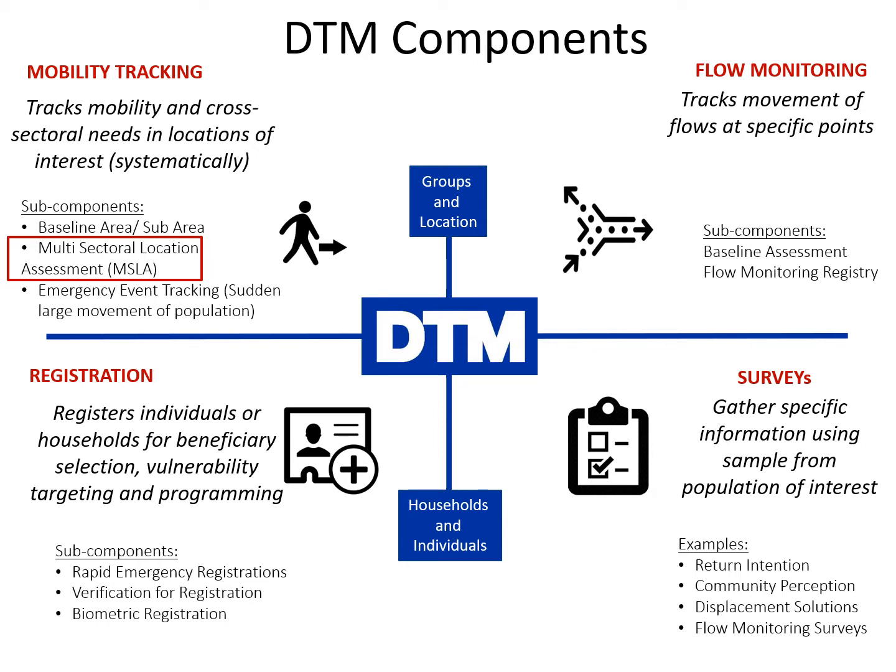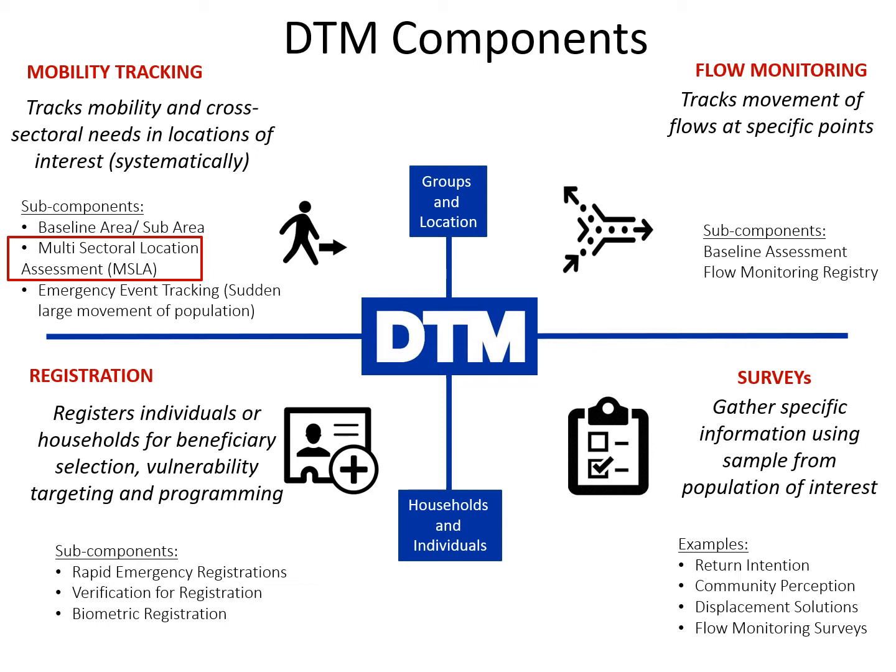The second component, flow monitoring, top right corner of your screen, tracks movement of population while they're still moving. It's carried out at flow monitoring points that can be on borders or internal to a country. It has 2 subcomponents: baseline assessment and flow monitoring registry.